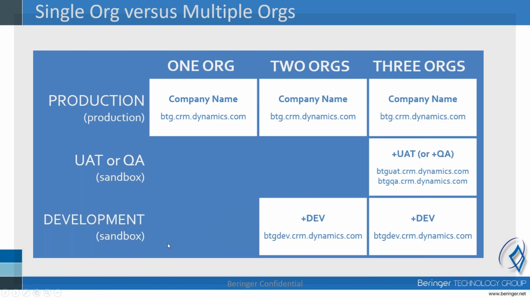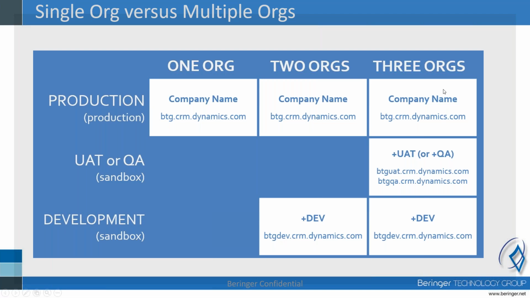So this is just a little graphic here to show you the difference between single org versus multiple organizations. And these are just some of our recommendations for naming your orgs as well. When you have one org, you're just going to have a production org, and it's going to be your company name or company abbreviation. For us, we're Behringer Technology Group, so we use BTG. If you have two orgs, you would have a production and a sandbox, which would be your development environment. So we just recommend appending DEV to your org abbreviation.